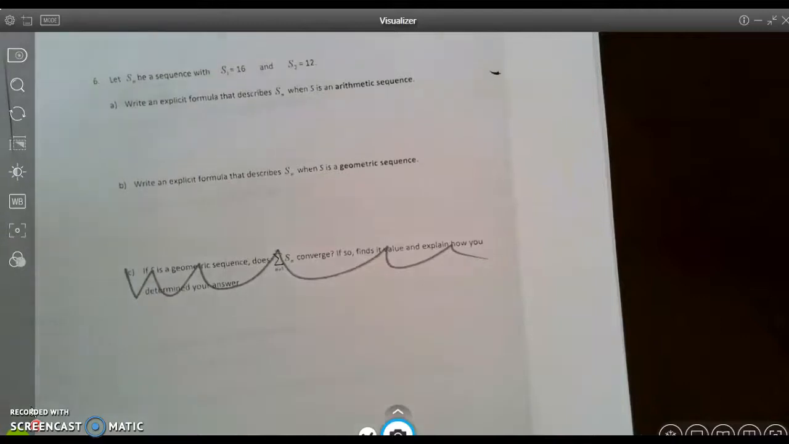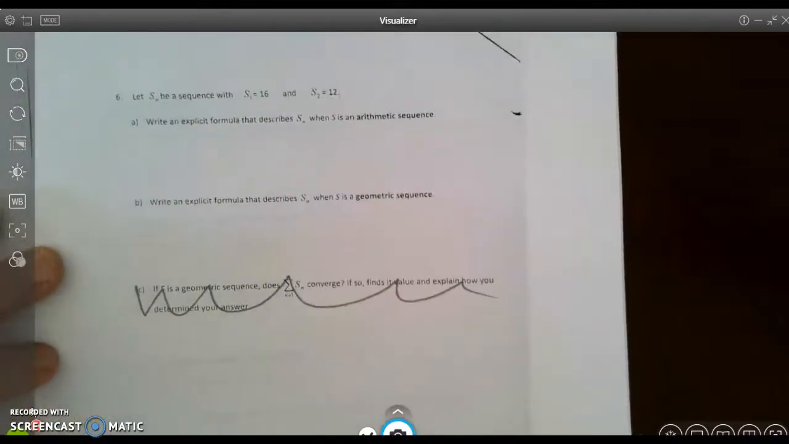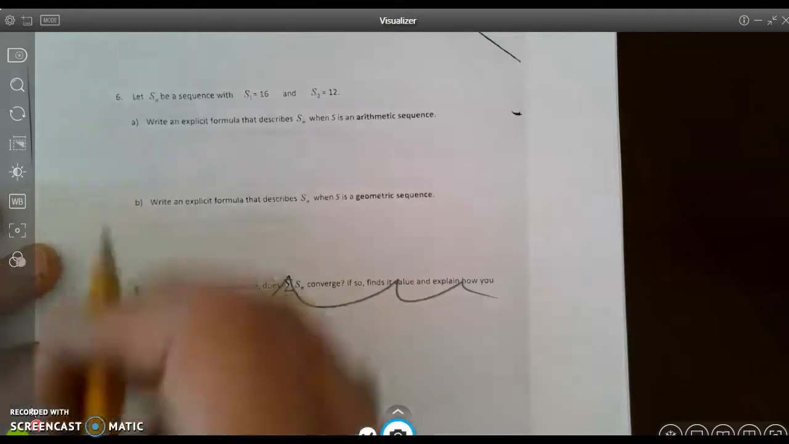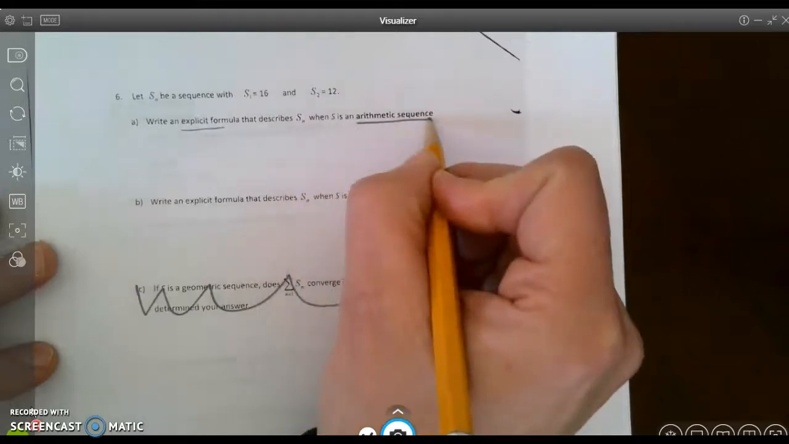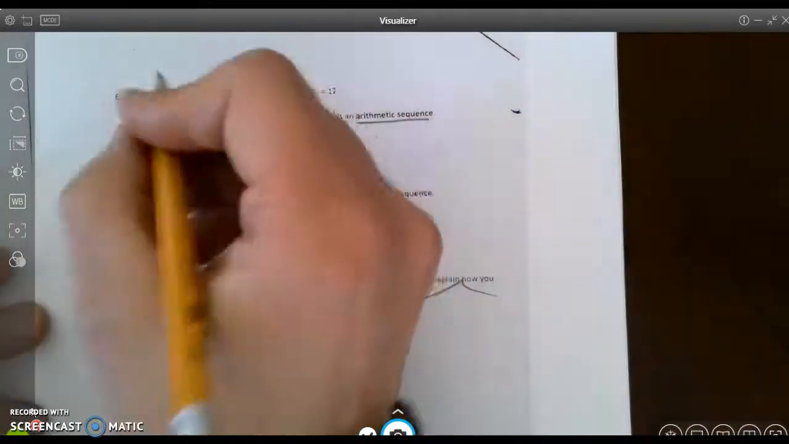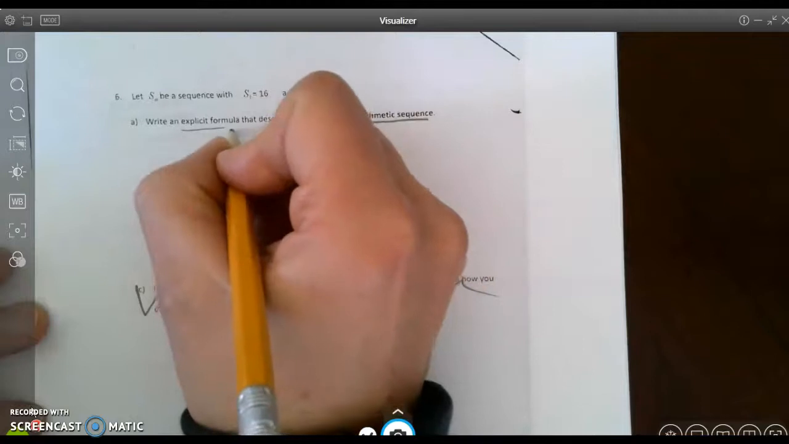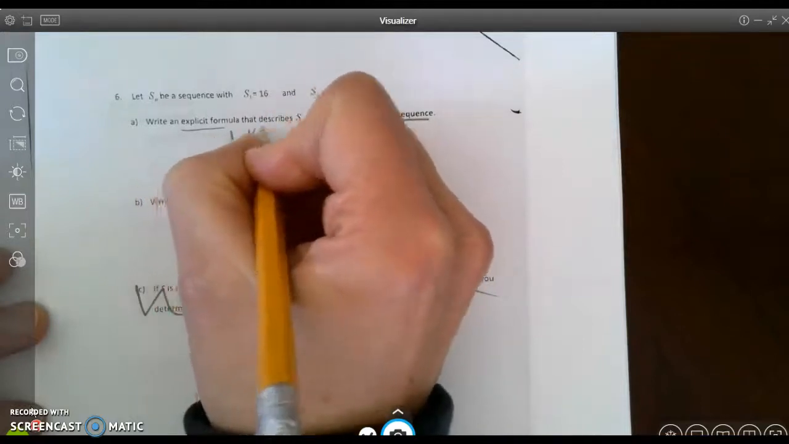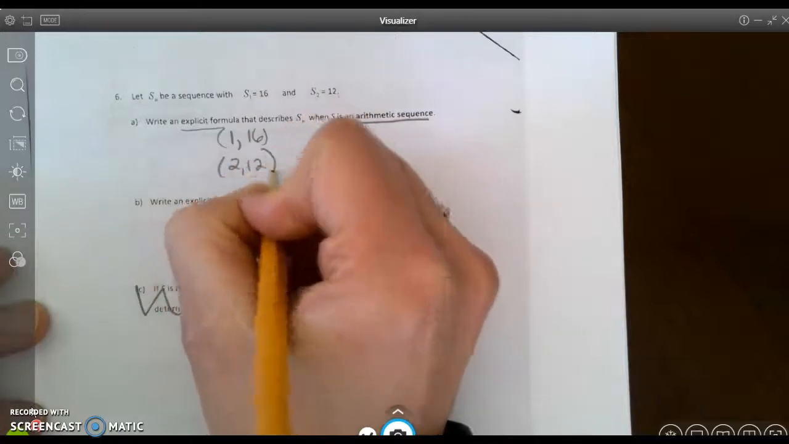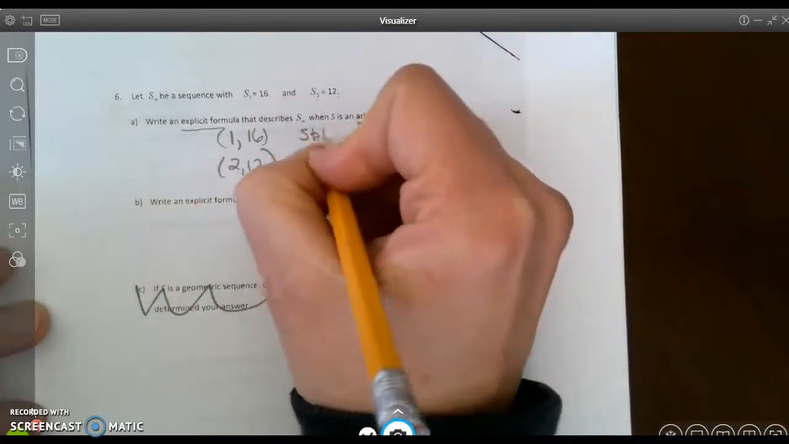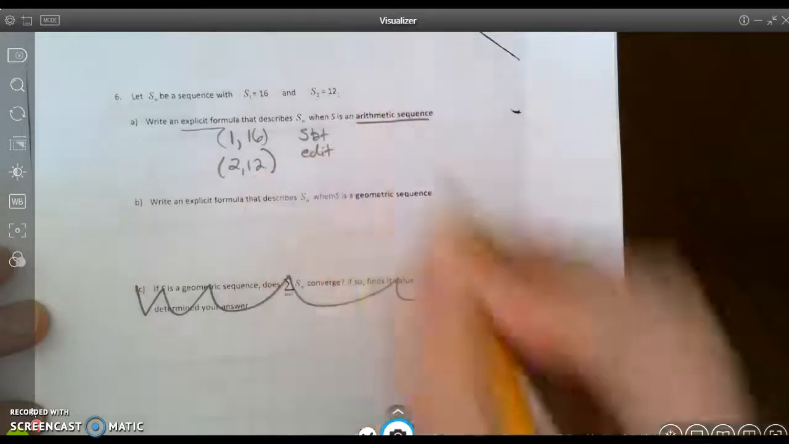Let S of n be a sequence where the first term is 16 and the second term is 12. Write an explicit formula for an arithmetic sequence. This is just like the first problem. So S sub 1 is 16, that's the ordered pair 1, 16. S sub 2 is 12, 2, 12. I'm going to go to Stat and Edit.